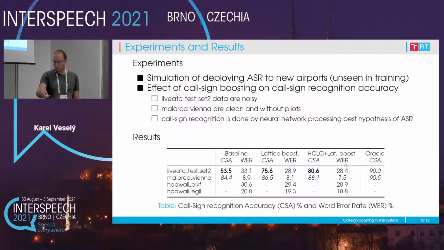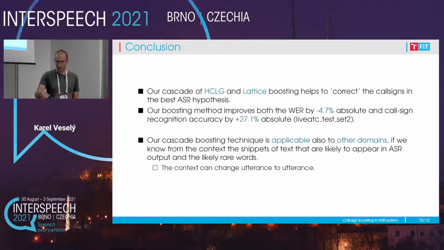Plus there are some characteristics of the test sets: this one is more noisy. Mallorca Vienna is more clean, and it's the operators only. And from Hawaii we have Iceland, the Keflavik airport and London airport here, and for all of them we consistently see that there are word error rate improvements happening.